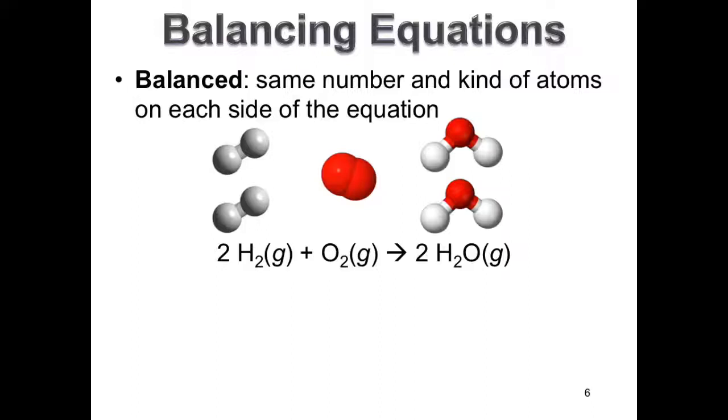Here is the balanced equation. Double the number of hydrogens so that there are 4 hydrogens, plus the 2 oxygens from the O2 gives us 2 water molecules containing a total of 4 hydrogens and 2 oxygens.